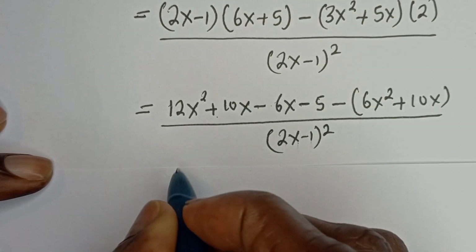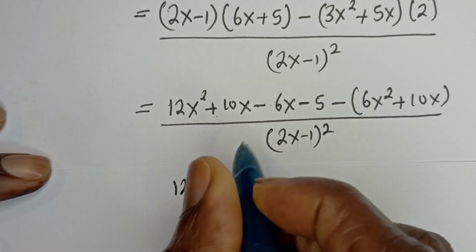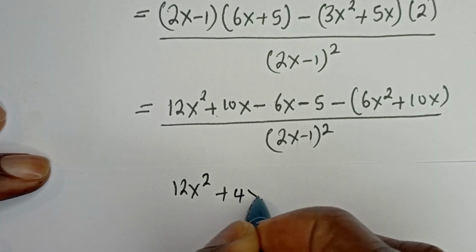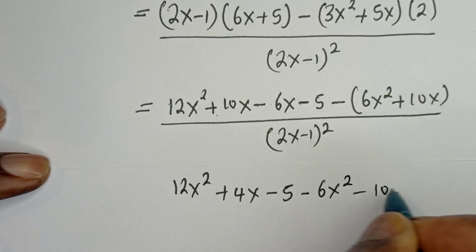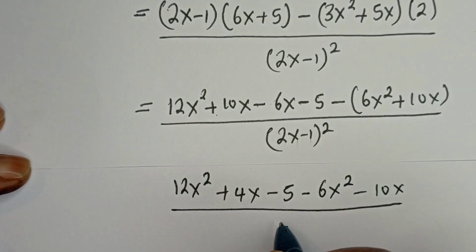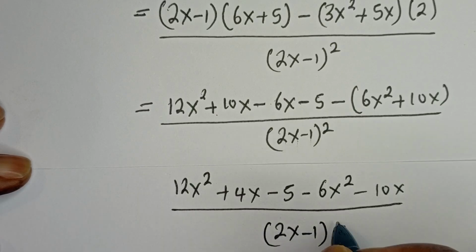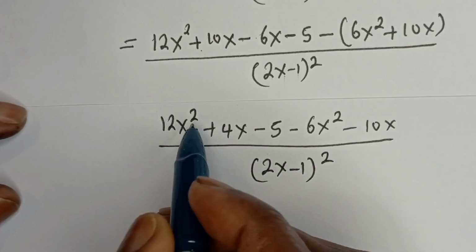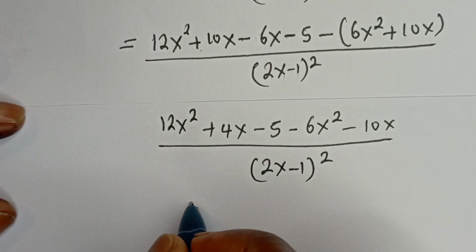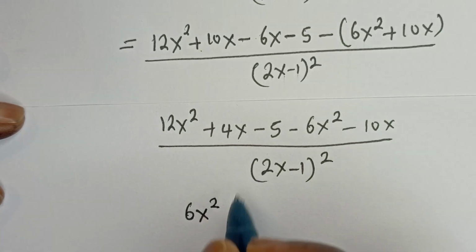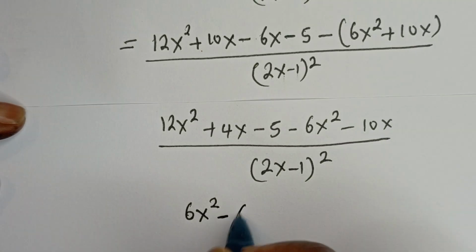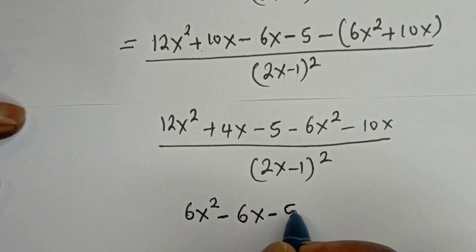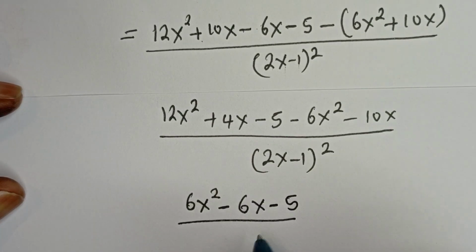This is 12x squared plus 10x minus 6x, that is 4x, minus 5 minus 6x squared minus 10x divided by 2x minus 1 all squared. Here we have 12x squared minus 6x squared. This is 6x squared, then 4x minus 10x, this is minus 6x, minus this 5 divided by 2x minus 1 all squared.